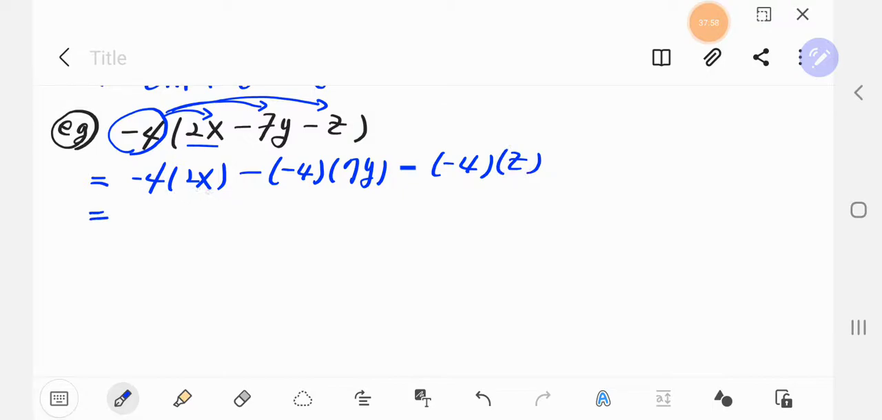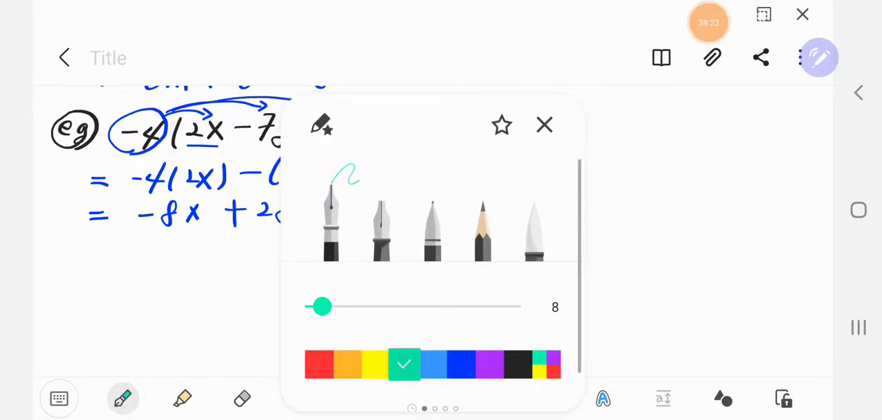So that is equal to: the first term is negative 4 times 2, which is 8x, with a negative sign. The second term is negative times negative, which is positive. So it becomes plus 4 times 7, 28y. And the last one, minus negative times negative is positive. So plus 4z. Okay, or you can try this way.